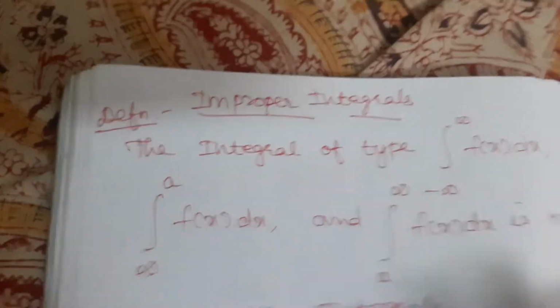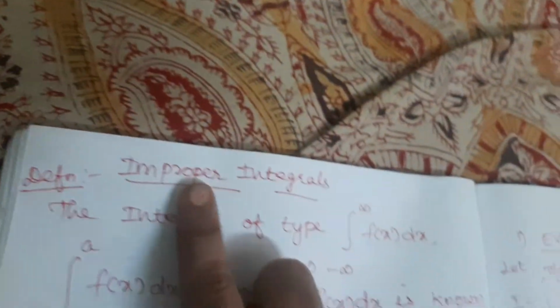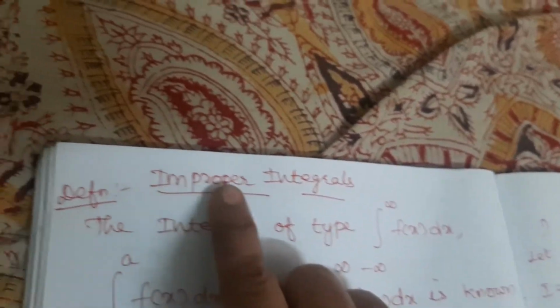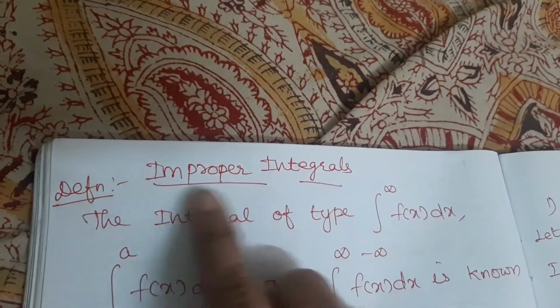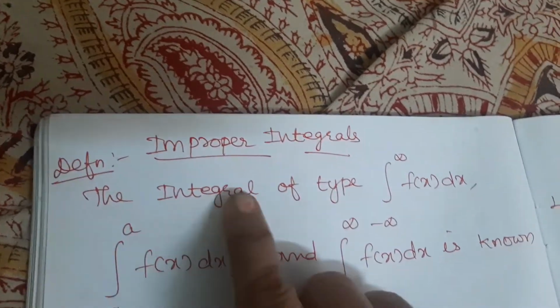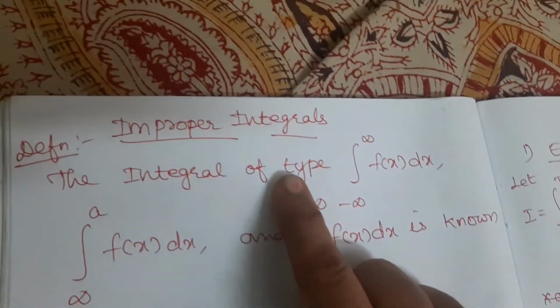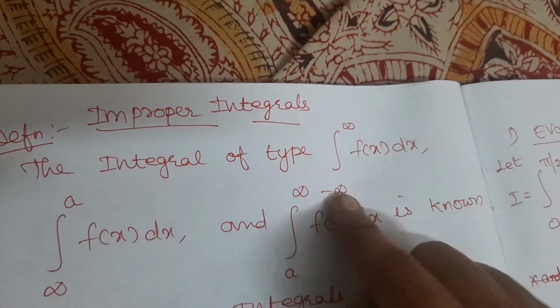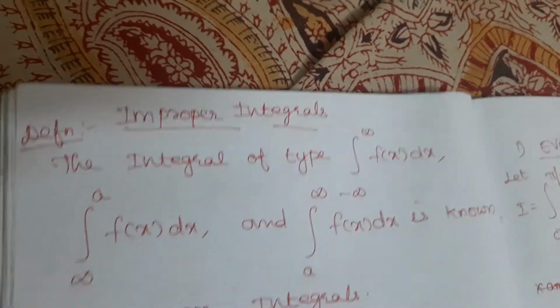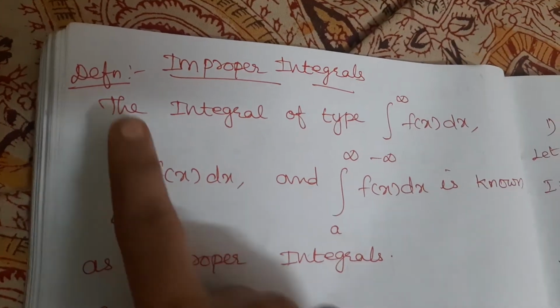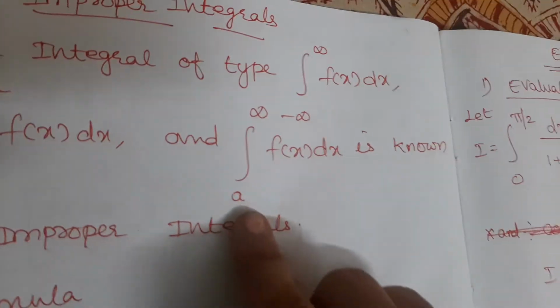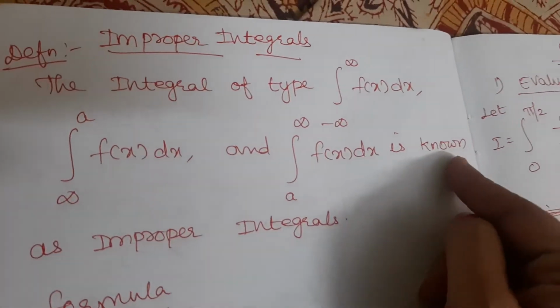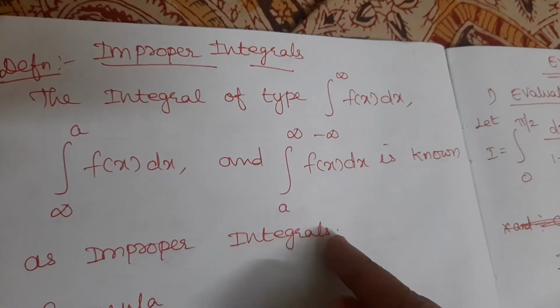Now we are going to discuss exercise 9.5, the improper integral. The integration of the type integral from minus infinity to plus infinity of f of x dx, and integral from a to infinity of f of x dx, is known as an improper integral.